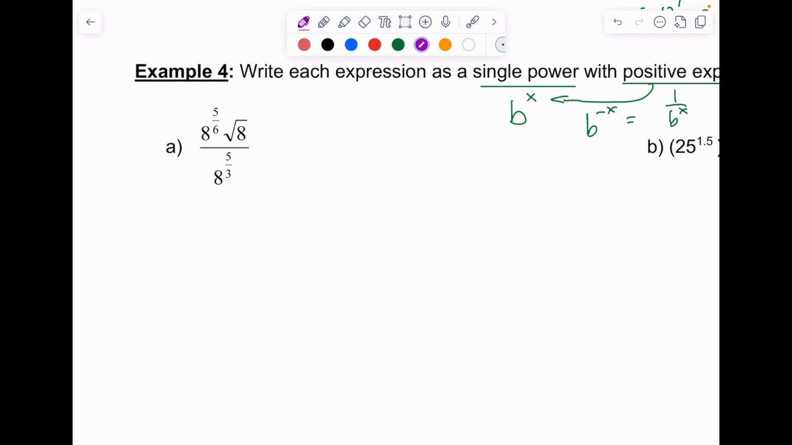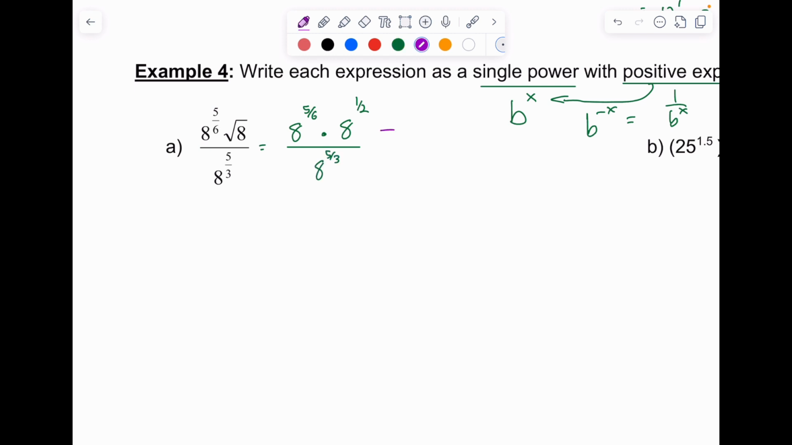We can clearly see we have a bunch of 8s here, all right? So there's our common base. So we're going to have to use all our exponent laws. So let's do this in steps. 8 to the 5/6 multiplied by 8 to the 1/2, because you don't see a number there, so that number is actually 2, okay? That's like a normal square root. All of that is then being divided by 8 to the 5/3.